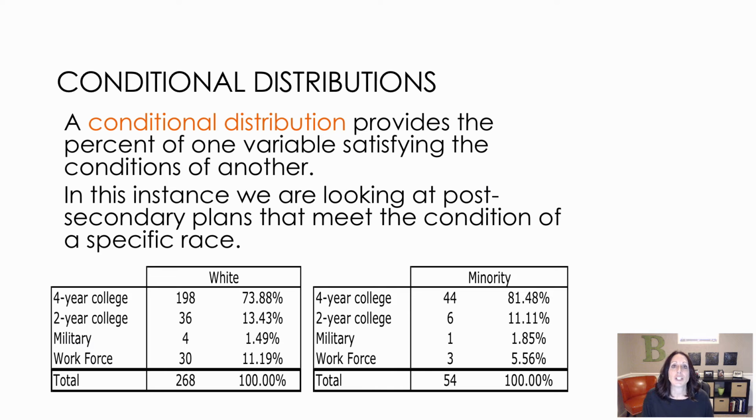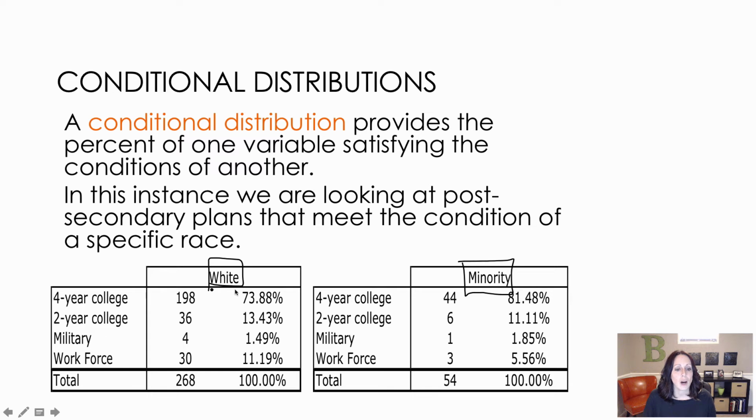Now we also have conditional distributions. So that was a marginal or contingency table and some marginal distributions. A conditional distribution basically gives us all of that data that I just had on the other contingency table, but it breaks it down. In this case, this is contingent upon race. So now I've got white students and minority students, and I can look at these percentages and then compare to see if white and minority students have the same post-secondary plans.